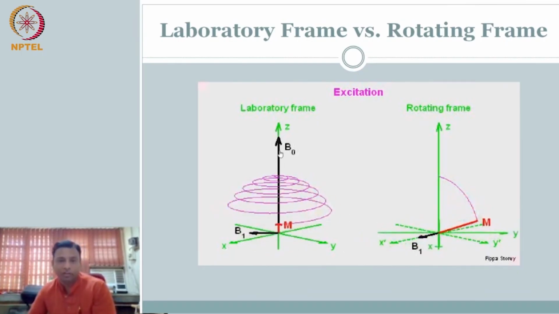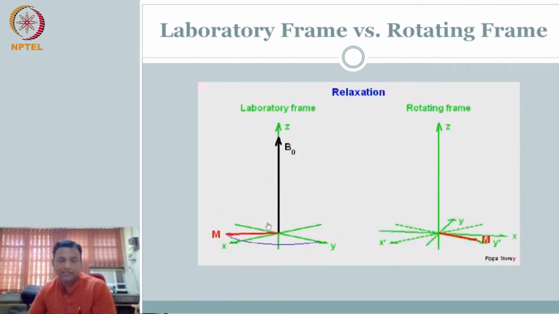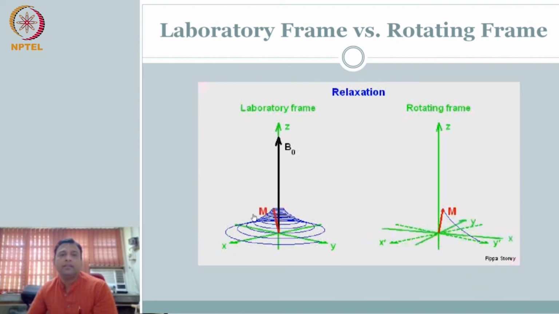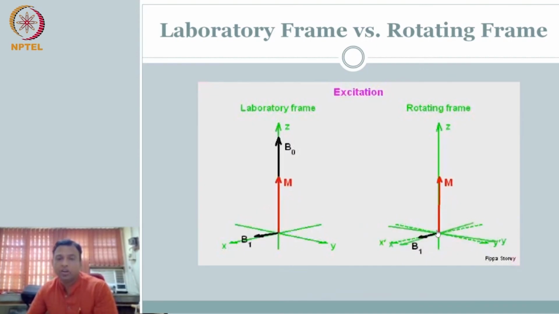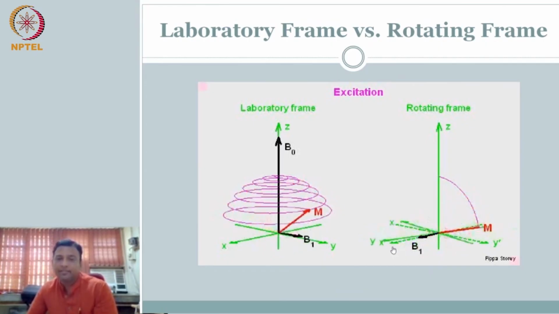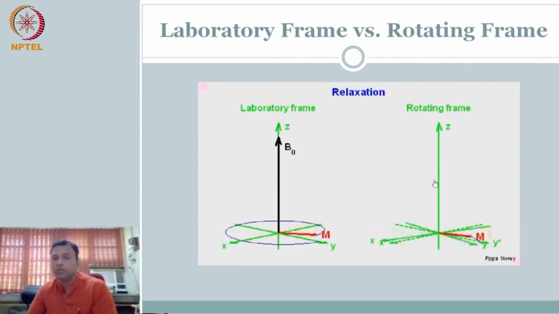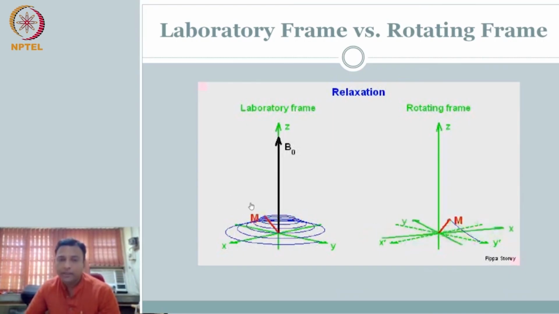In the laboratory frame of reference, the magenta is the motion path. This is how you are representing M, which is changing in time. If you do that, this is the relaxation that you see. Whereas in the rotating frame of reference, you're sitting on the rotating B1. If you're sitting on B1, then you don't have to worry about that rotation. So you are just looking at this. These are two different ways of viewing it.